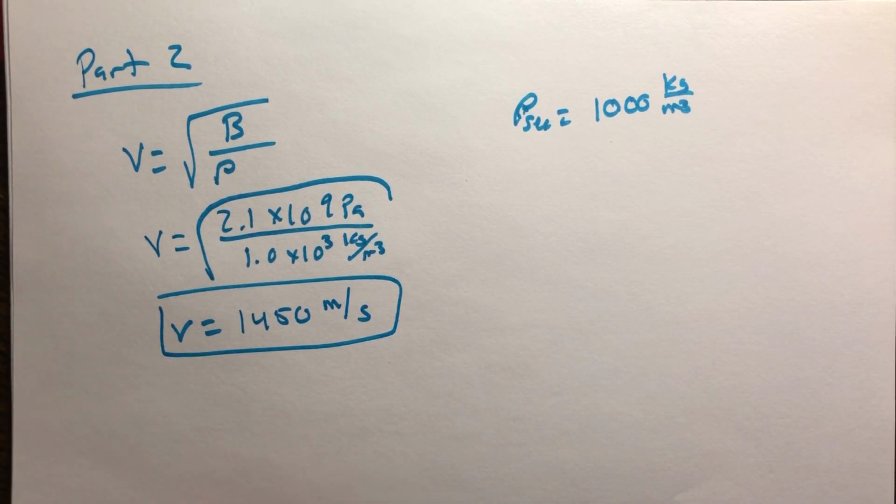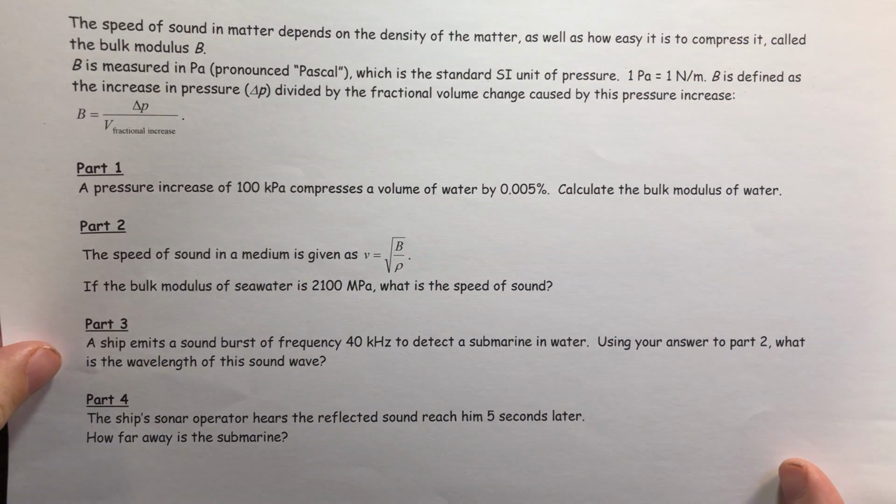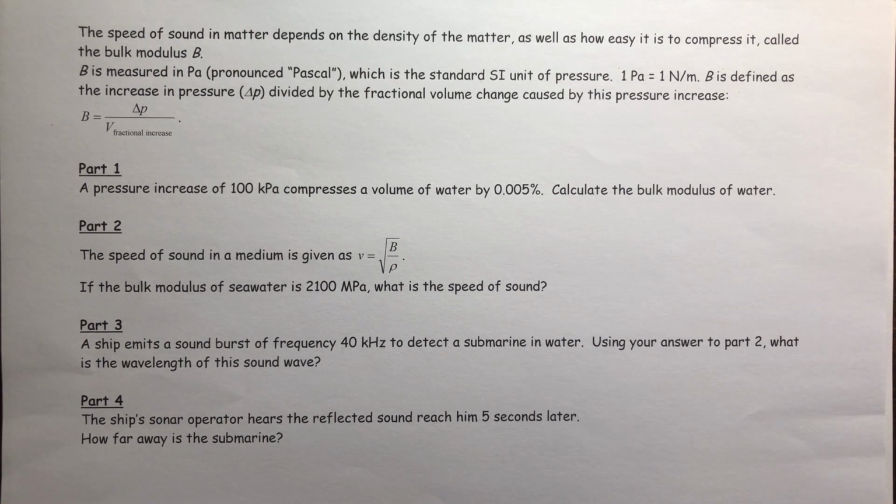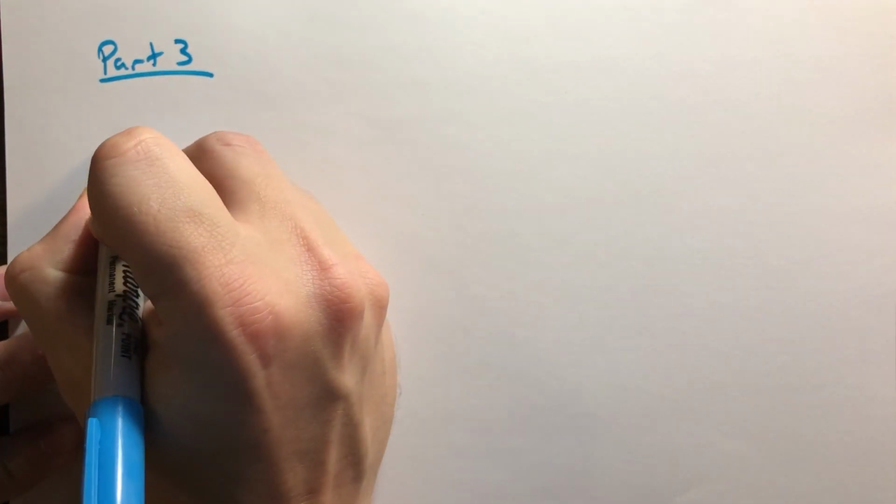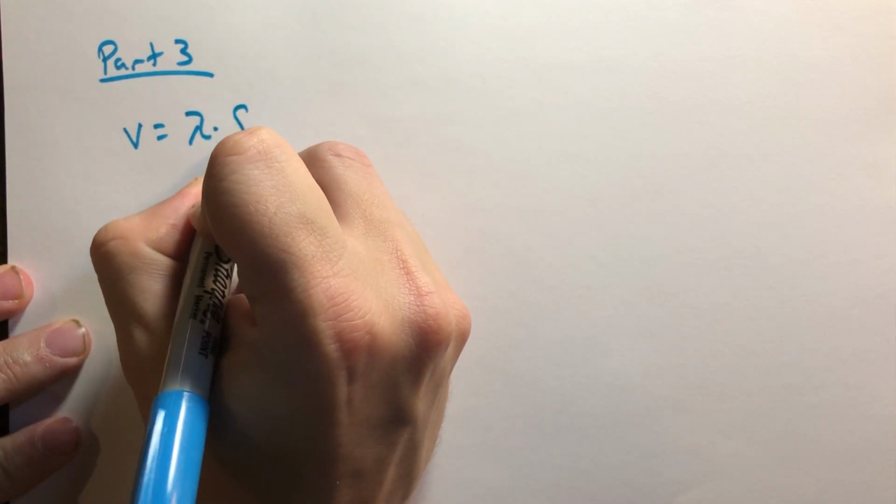Okay. Part 3, which is our next part, says that a ship emits a sound burst frequency of 40 kilohertz to detect a submarine in water. Using our answer to part 2, which again was 1,450 meters per second, we want to know what the wavelength of sound for this wave is. To do this, we need to know that velocity equals frequency times wavelength, or wavelength times frequency, either way you want to put it.